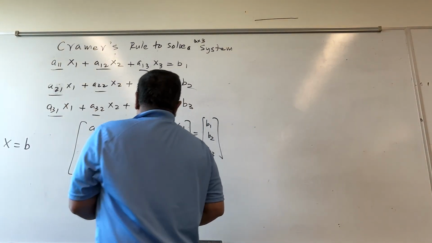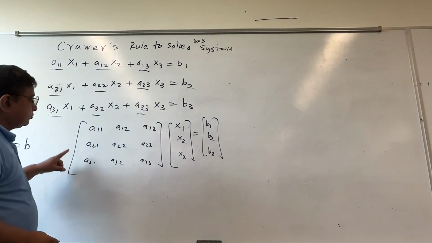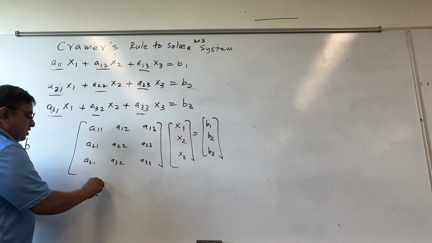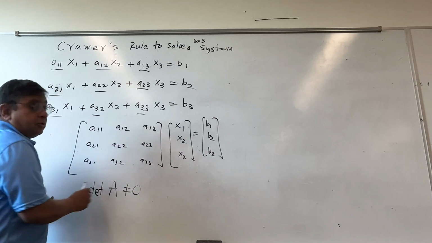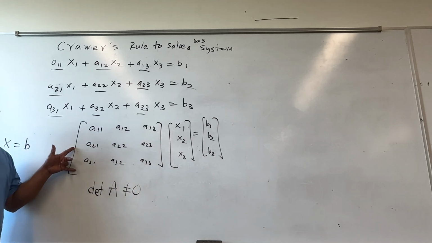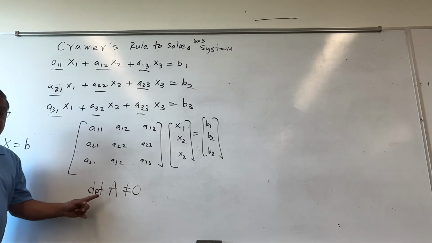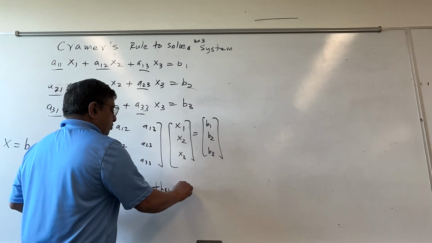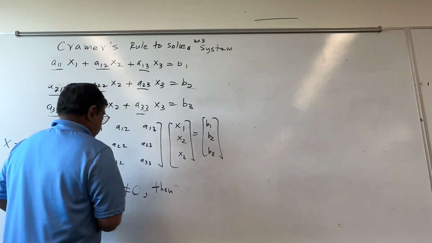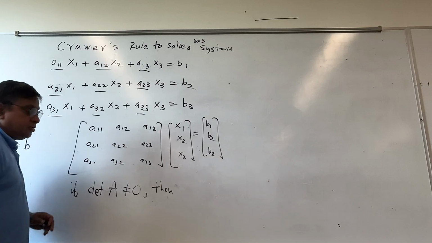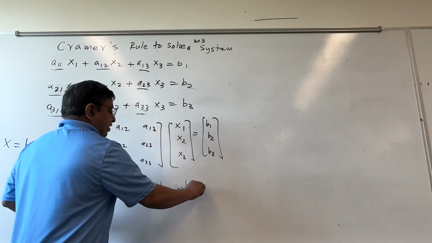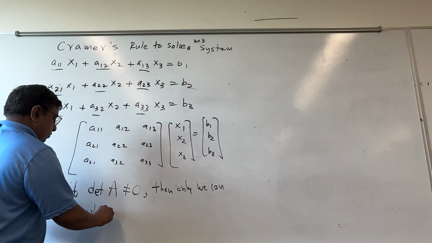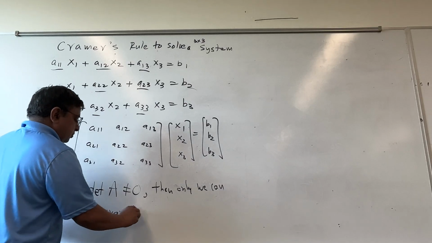Okay? So let's see what we can do here. The condition is that the determinant of A should be non-zero. So you take this 3 by 3 matrix and compute the determinant. If the determinant is non-zero, then we can apply Cramer's rule. Only if the determinant is non-zero can we apply Cramer's rule.